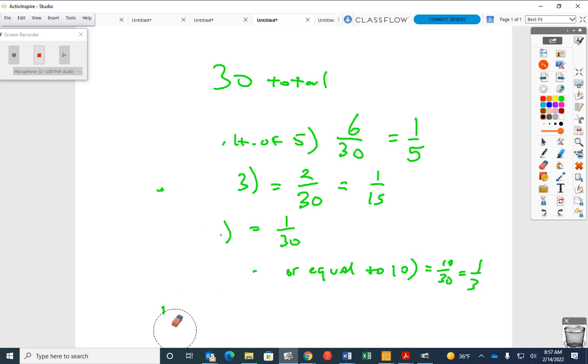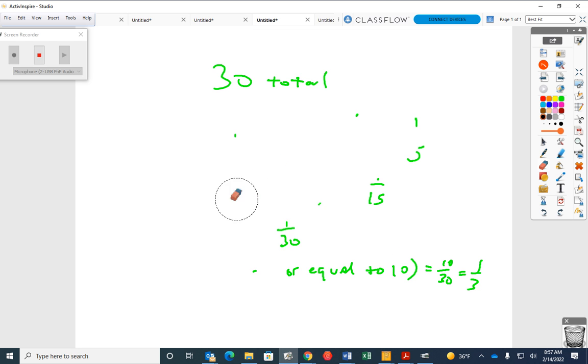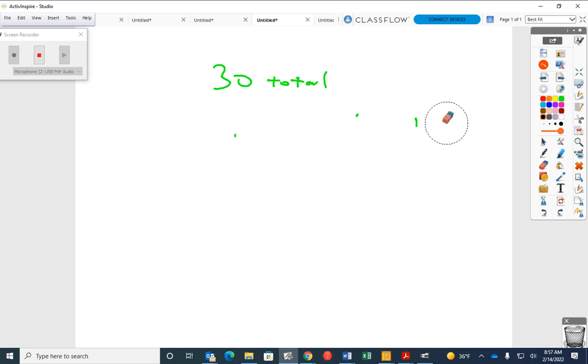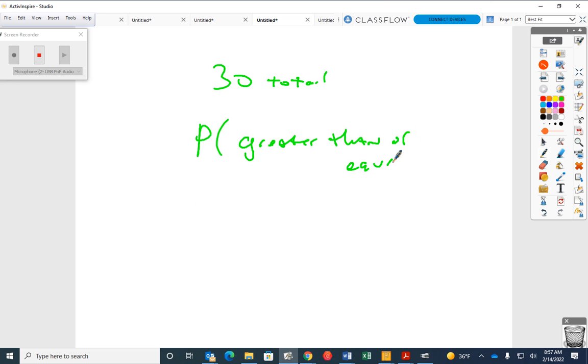Okay, so let's take a look. Somebody give me another probability I could find from that 1 through 30. Okay, Chase. The probability of getting anything greater than or equal to 30. Okay, greater than or equal to 30. Write that down.